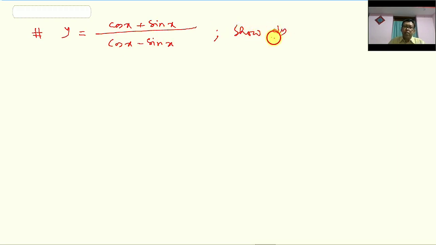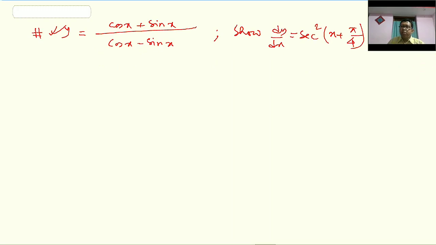Another interesting problem. Say I take y is equal to cos x plus sin x divided by cos x minus sin x, then show that dy/dx is equal to sec square of x plus pi upon 4. How to show this one? What is given? y is equal to this one.